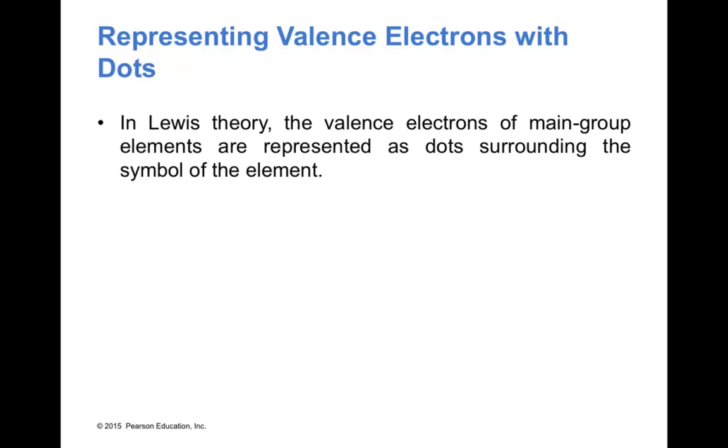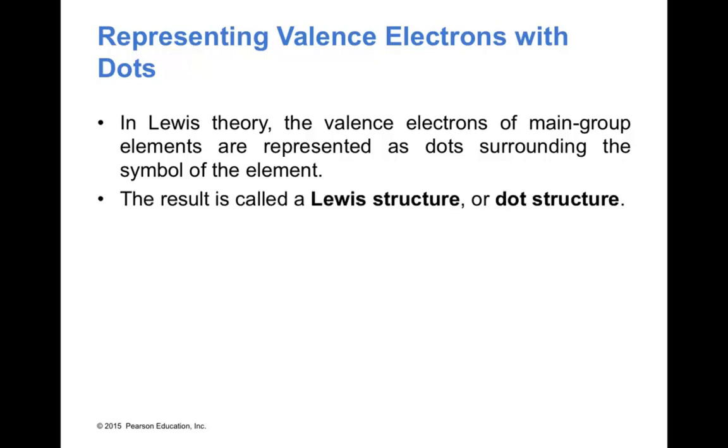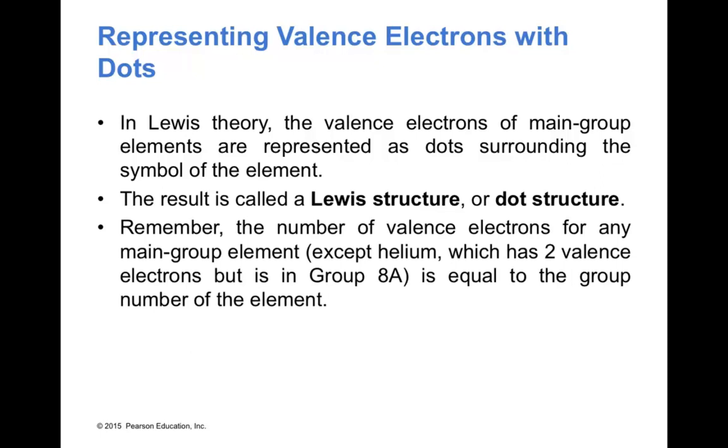In Lewis theory, the valence electrons of main group elements are represented as dots surrounding the symbol of the element. The result is called a Lewis structure or a dot structure. Remember that the number of valence electrons is also the number of the main group of which each element is part. As mentioned, the number of valence electrons for any main group element is equal to the group number of the element, with some exceptions, for example helium, which even though it's in the 8th group, has 2 valence electrons.